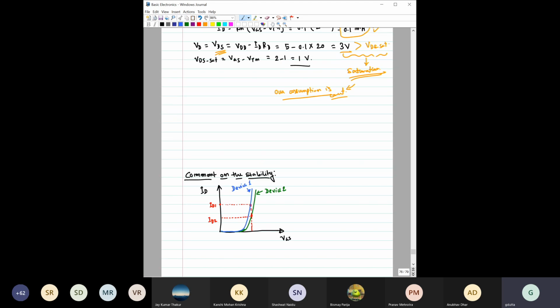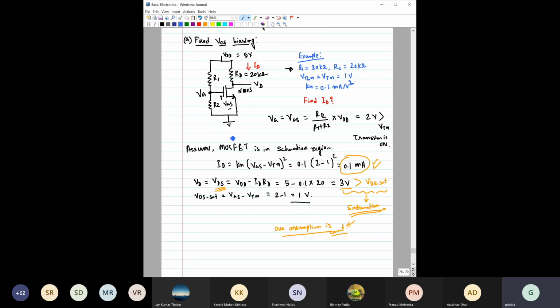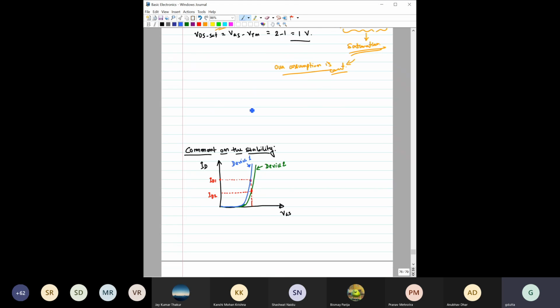Suppose this particular transistor is now replaced with another transistor. When you replace this transistor with another transistor, maybe of a similar type, still there may be some change in the threshold voltage, and there may be some change in the value of Kn. As a result, the transistor characteristics will also be different for these two devices.